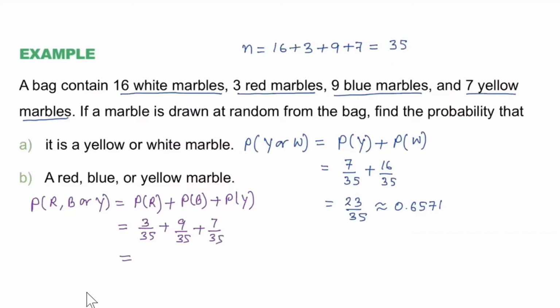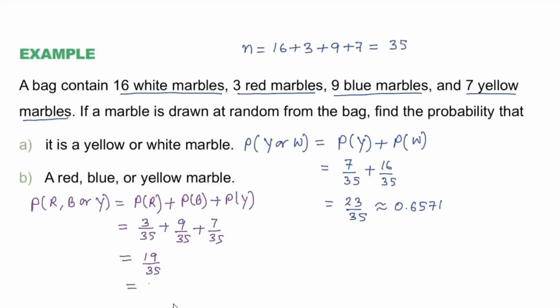Now you have the common denominator, so you can add the numerators. 7 plus 9 plus 3, that is equal to how much? Is it 19? Right? Yes, 19 over 35. So that is already a reduced fraction. You can read the answer like this. Or if you change it to decimal, you can divide 19 by 35 in your calculator.